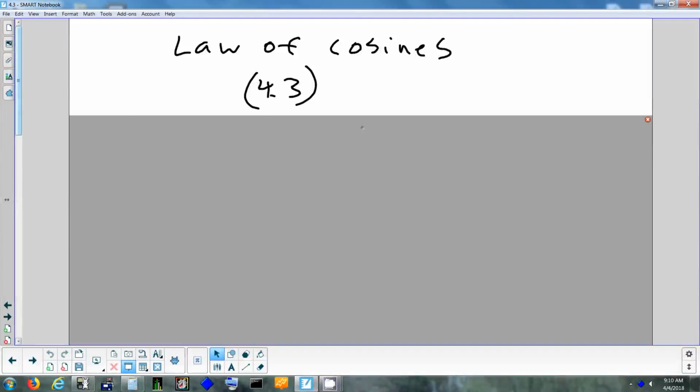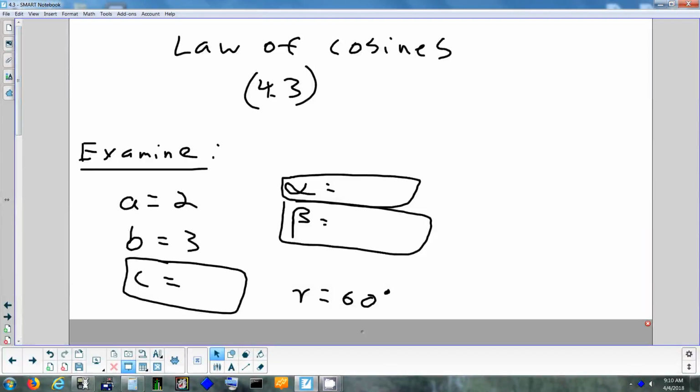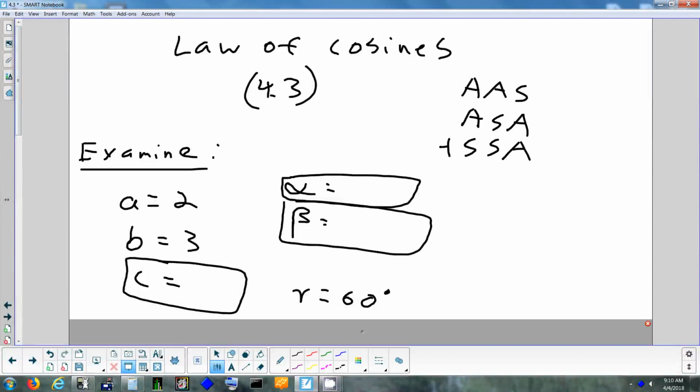Okay, so the last section we'll look at this week is 4.3. It's on Law of Cosines. So far we've looked at how to solve three kinds of problems: angle, angle, side; angle, side, angle; and side, side, angle.